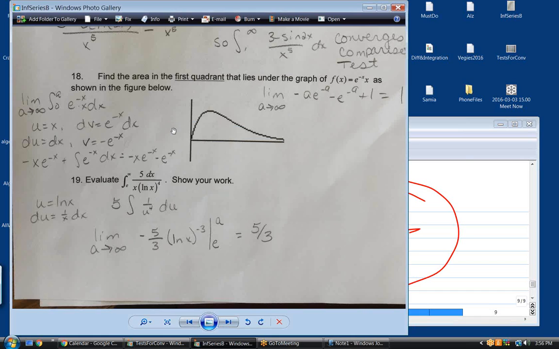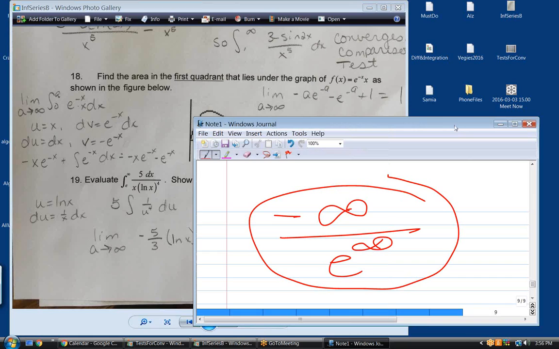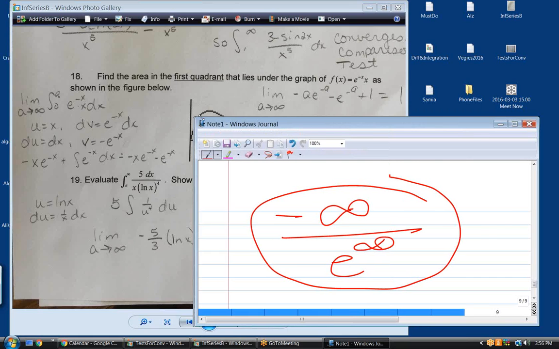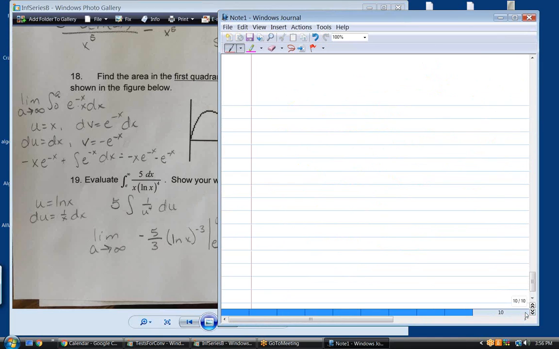Let's see if we can take a quick look at 19. 19 is fairly straightforward. 19 is U substitution. Okay. Now, the only thing unusual about 19 is... They're both in the denominator, right? Exactly. And the reason that's unusual is because notice the derivative of natural log x is 1 over x, which means that it ends up in the numerator, and canceling out that x.